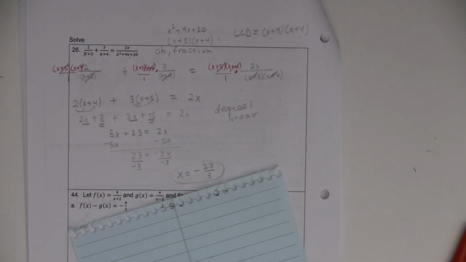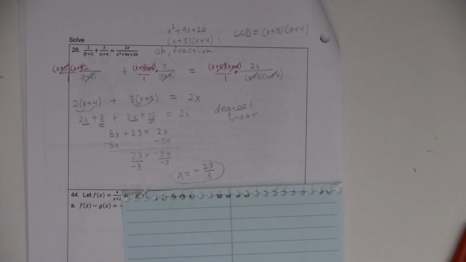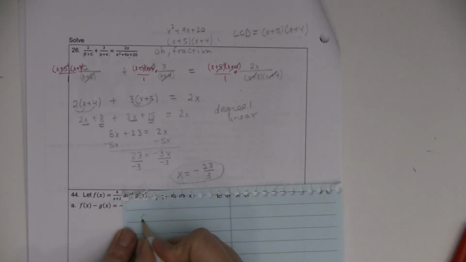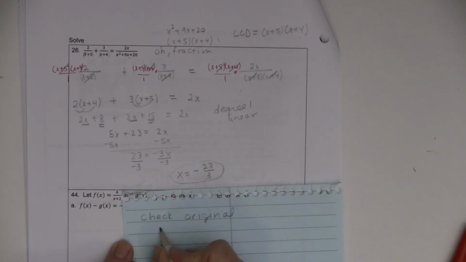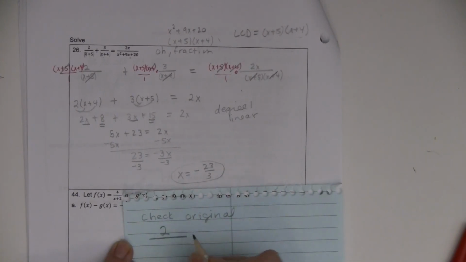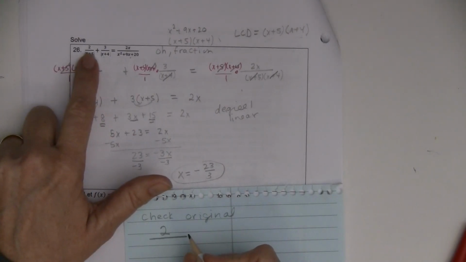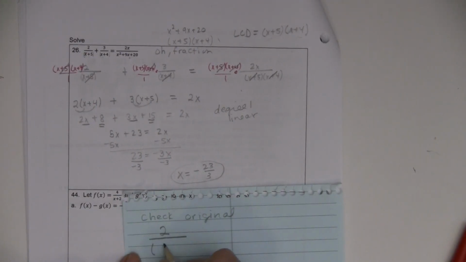So here I am going to check that. I only have one answer. And so when I go to check, you always check in the original. So this is going to be 2 over, and remember our original was x plus 5. So I'm going to have here plus 5.